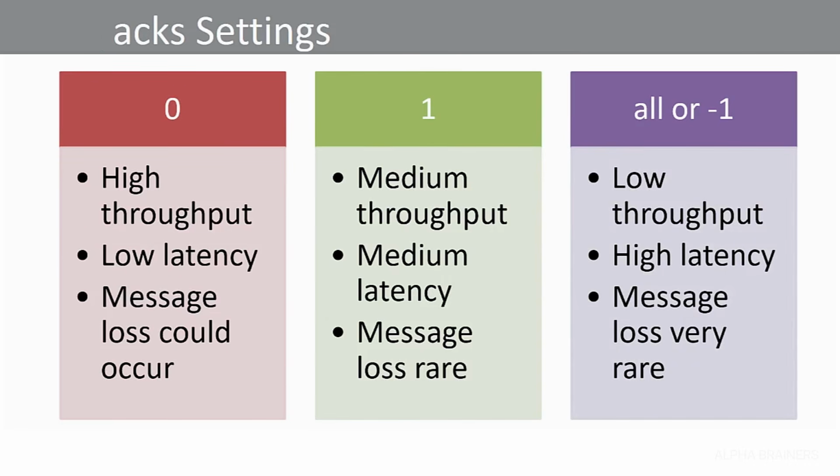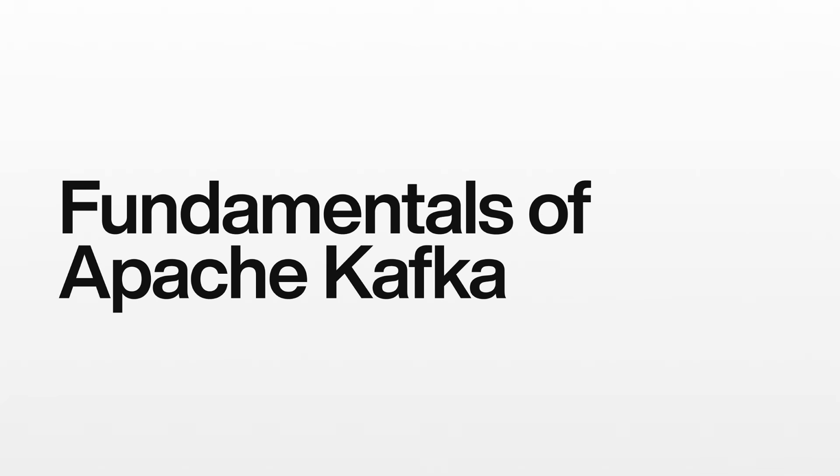If you use all or -1, you definitely have a low throughput and high latency, but message loss is extremely rare because with this one, not only does the primary partition, the leader, have to respond back and say, yes, I've received that message and I put it in my logs, but all of the replicas have to also respond back the same way. So we know the message has definitely been committed and that all the partitions are in sync. So we know that the data is definitely going to be there, not only in the primary partition, the leader, but also all the followers as well.